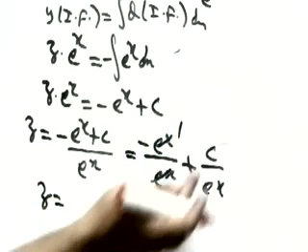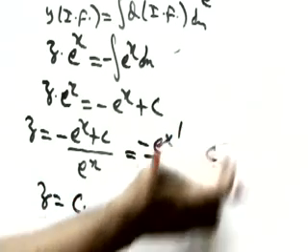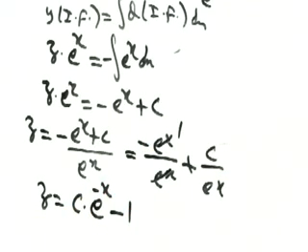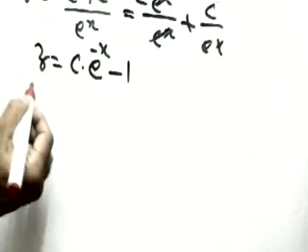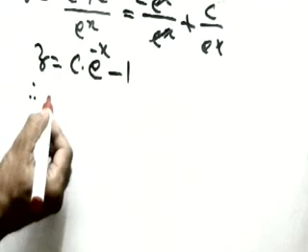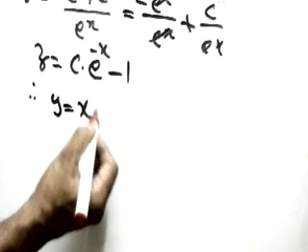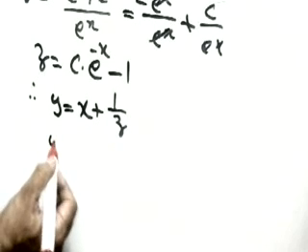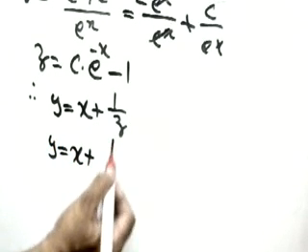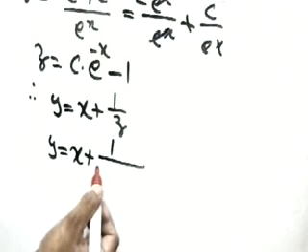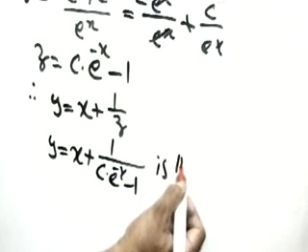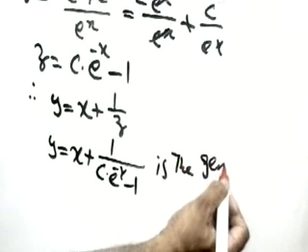This will get cancelled. So the value of z will be, writing first c into, bringing this in the numerator, e power x in the numerator will be minus e power x minus 1. So lastly, let me substitute this in the equation. Initially we supposed y equals x plus 1 by z. Now let me substitute the value of z to get the answer. y equals x plus 1 by z, where the z value is c into e power minus x minus 1, is the general solution.